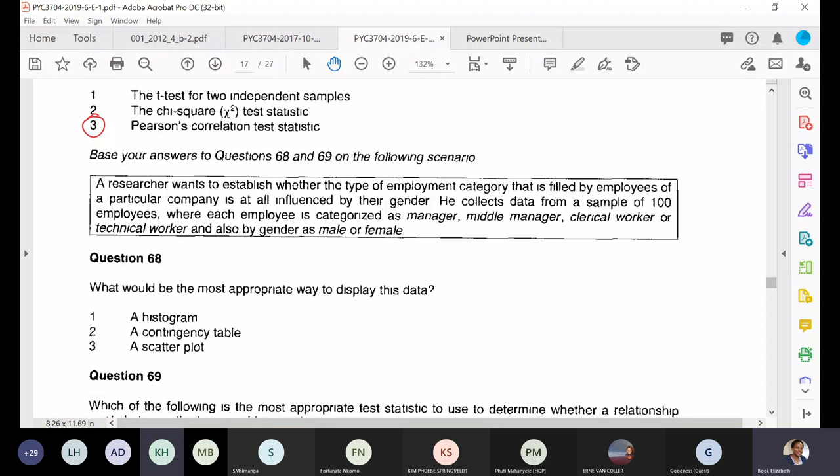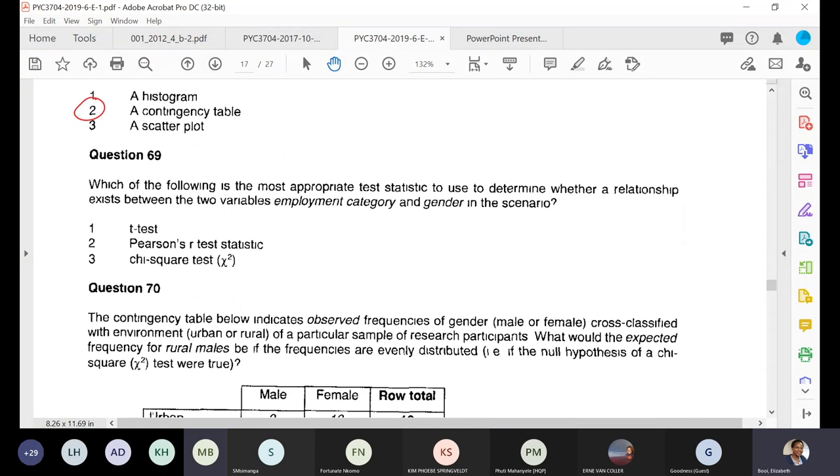Contingency. Number two. I'm getting tired. Because they are both categorical data, so it's a contingency table.